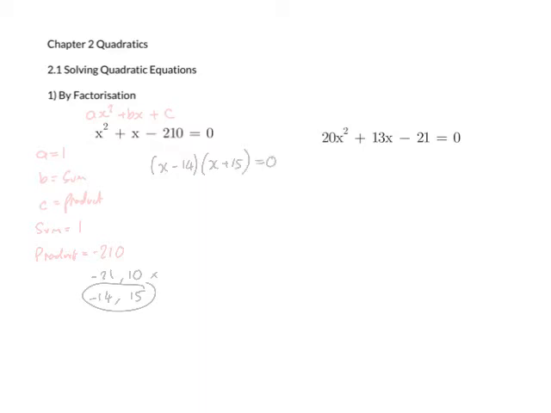So those are our two factors, and we have to proceed by making each of those factors equal to 0 and solving the ensuing equation. You will get to a point where you can do that in your head, where you can move the 15 across the equal sign and just write down x is equal to minus 15. So those are our two solutions for our first equation.